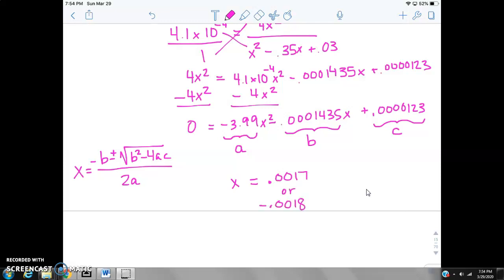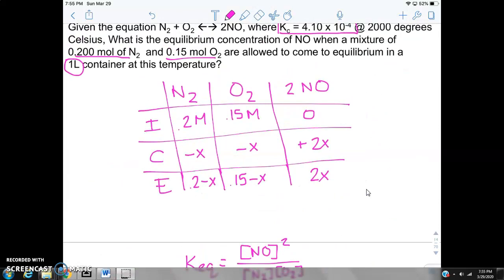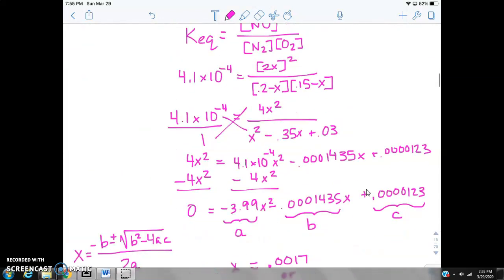Okay, and guys, you want to just use your common sense here. X is a concentration, so you never want to choose a negative value, because you can't have a negative amount of something. So for this problem, I'm going to choose to plug in 0.0017 for x.